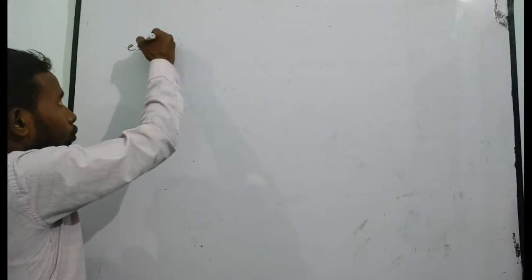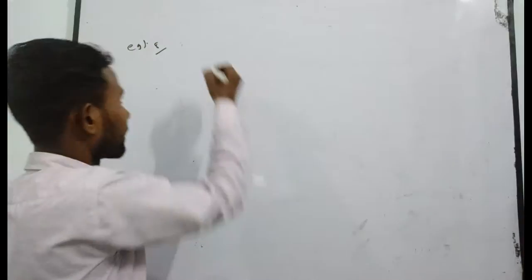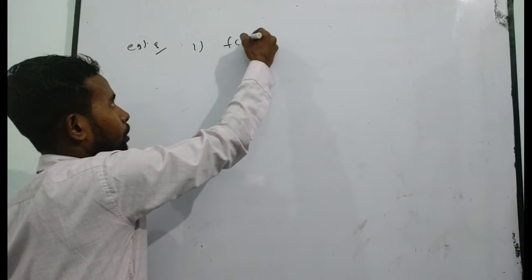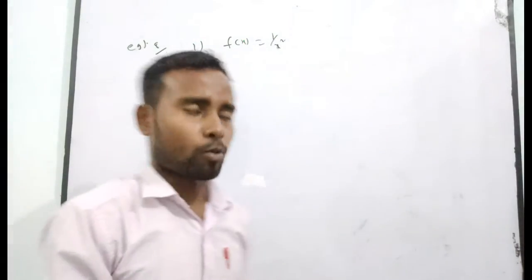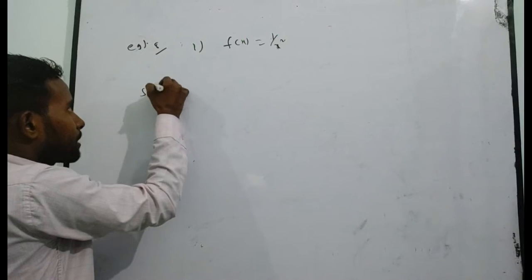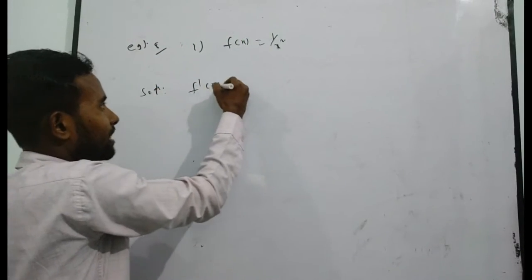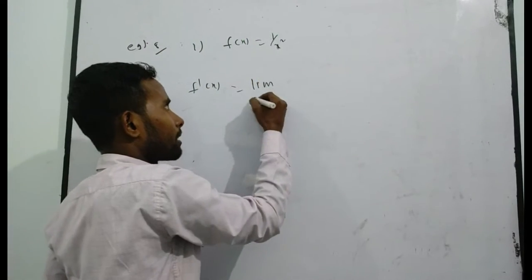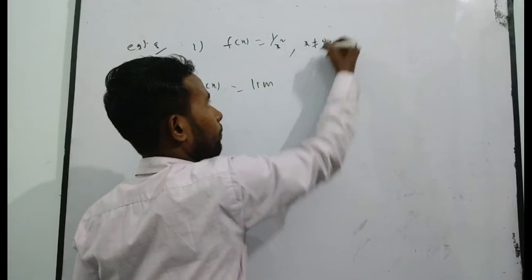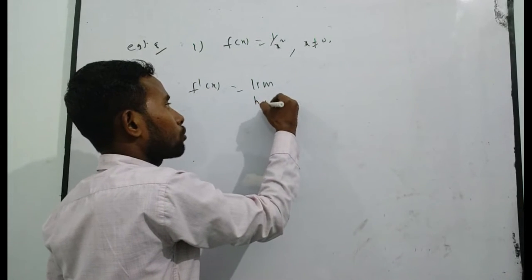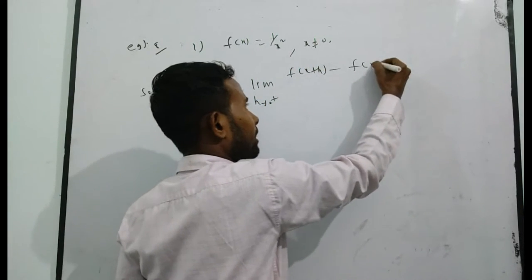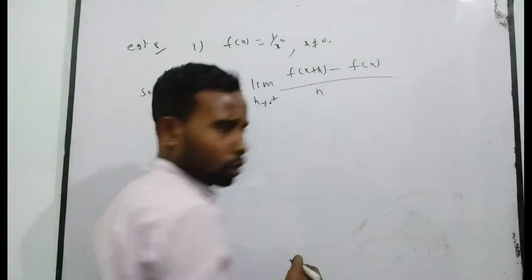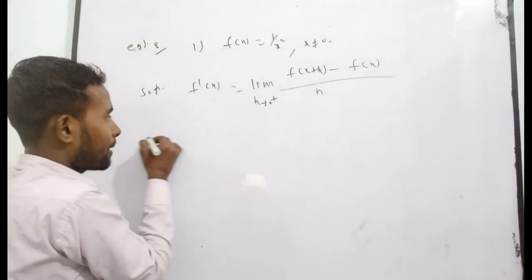Example 8. You have to find the derivative of the function f(x) = 1/x² using first principle. First principle is nothing but, as you know, f'(x) = limit h tends to 0 from the right-hand side of [f(x+h) − f(x)]/h, where x is not equal to 0. Now simply write it.